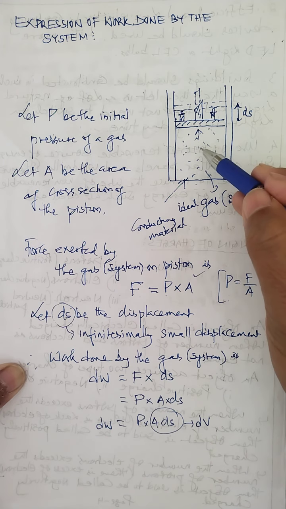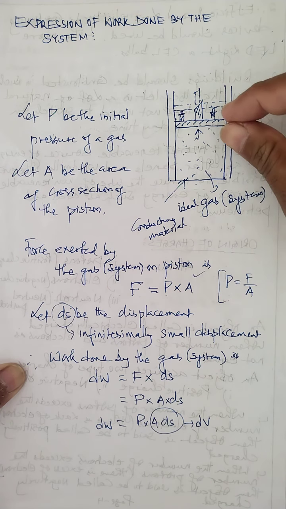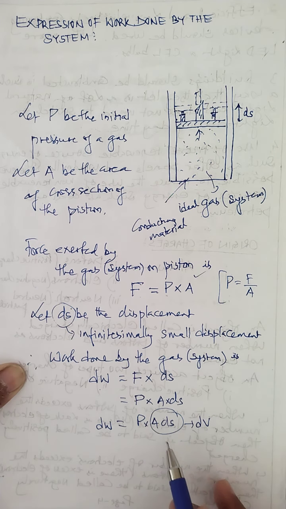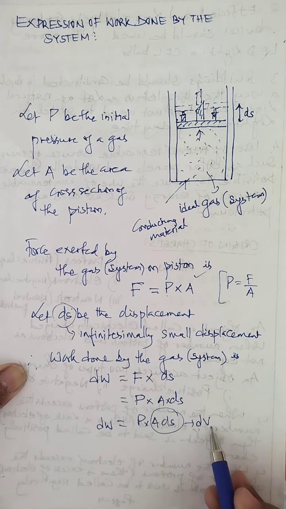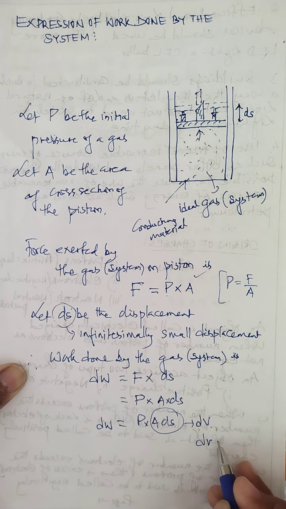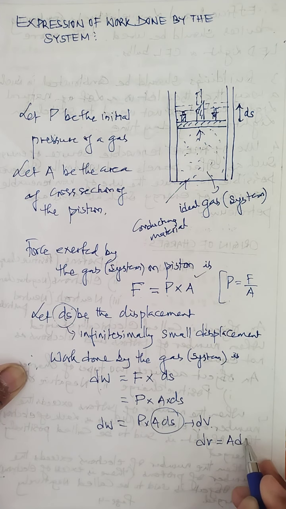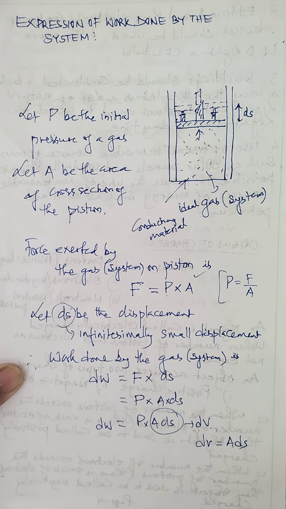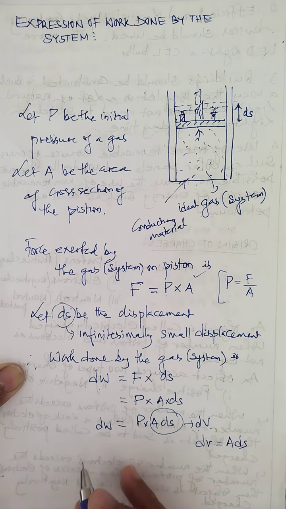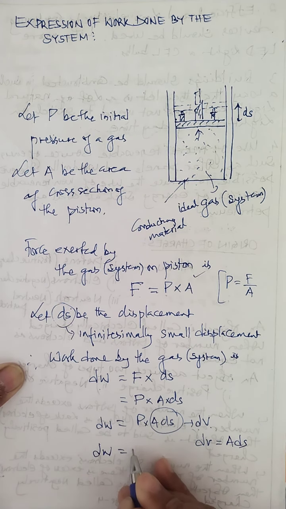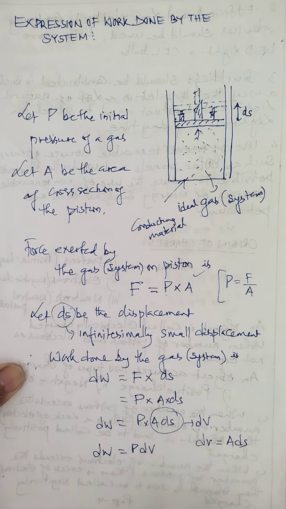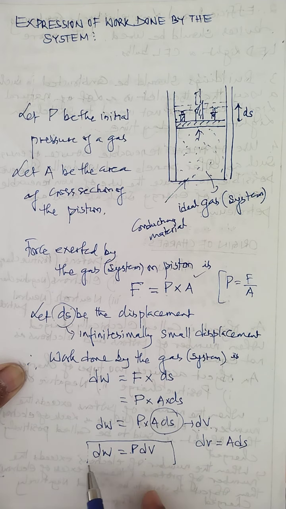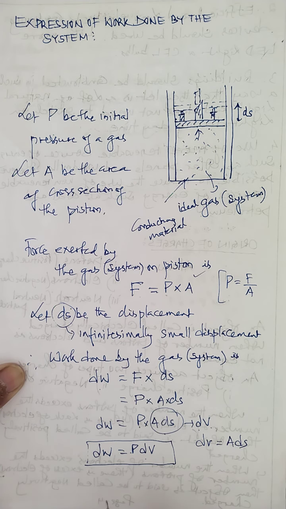So when there is a small work done by the gas, there is a very small change in volume of the gas, and that volume is given by dV. So children, remember this, dV equals to A dS, a very small volume or increase in volume of the what? Gas. So I can write now this as dW equals to P dV. So P and this I replace by dV. So very small amount of work done by the gas is equals to P dV.